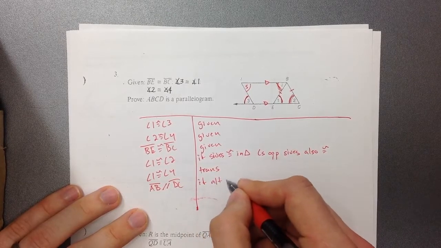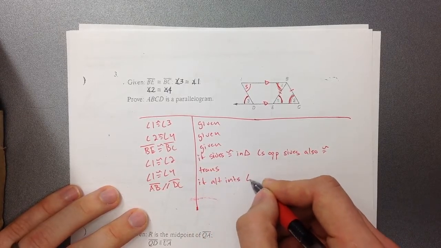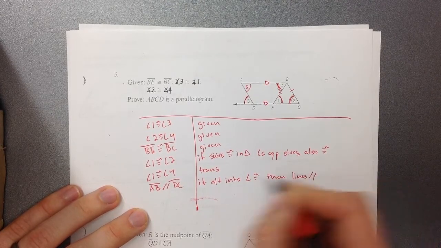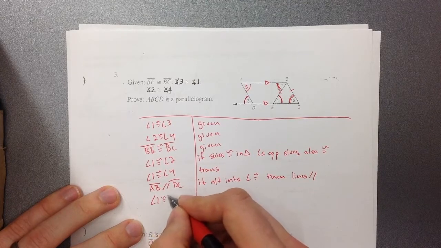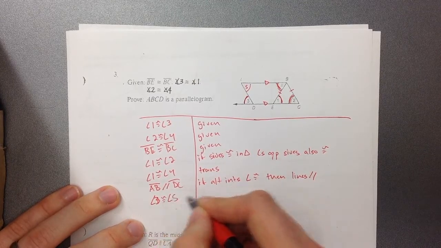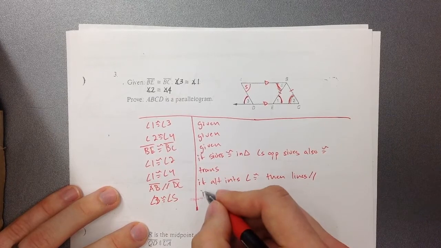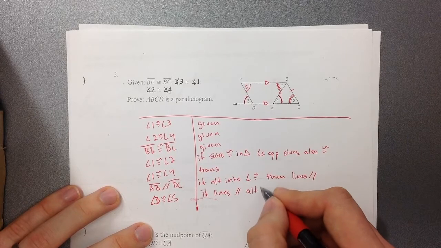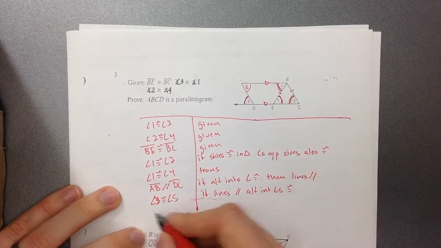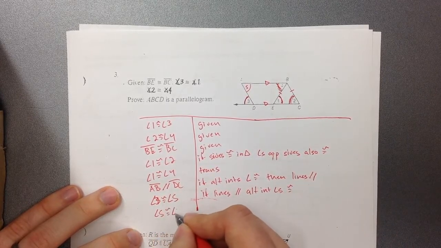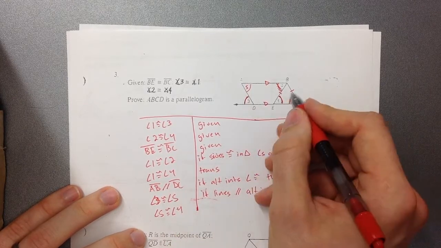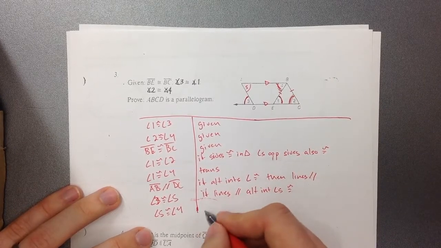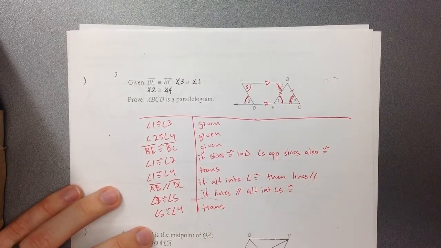If alternate interior angles congruent, then lines parallel. That makes angle 3 congruent to angle 5, if lines parallel, alternate interior angles congruent. And now I've got angle 5 congruent to angle 4. And that's going to allow me to call this an isosceles trapezoid. So angle 5 congruent to angle 4 is going to be transitive.